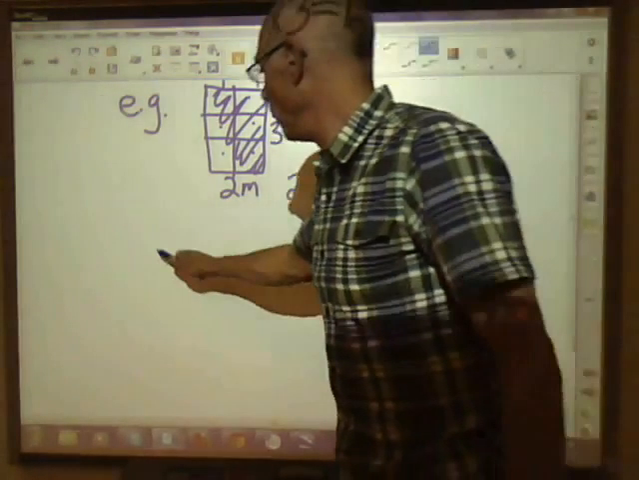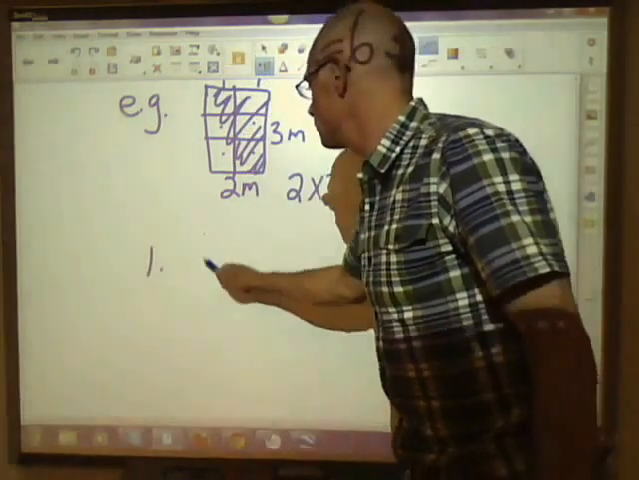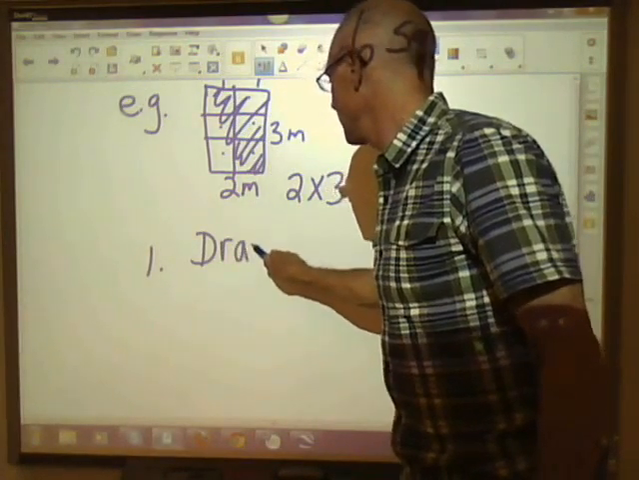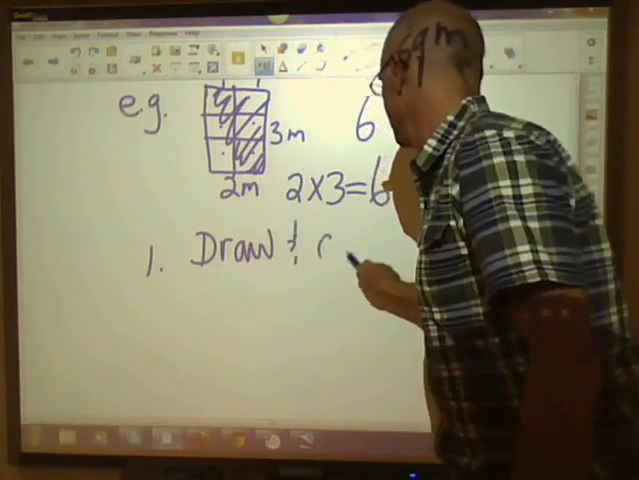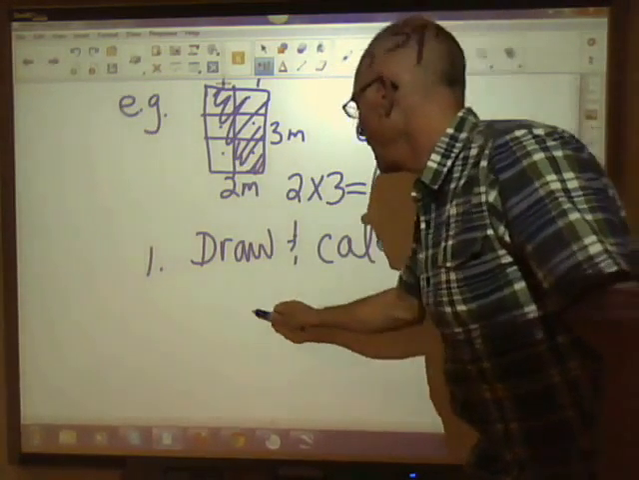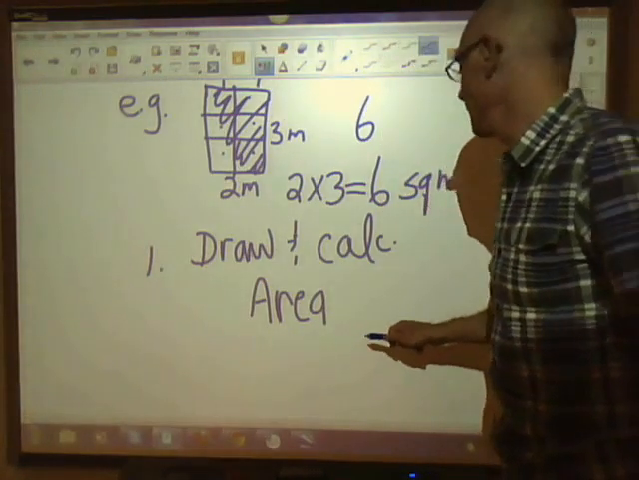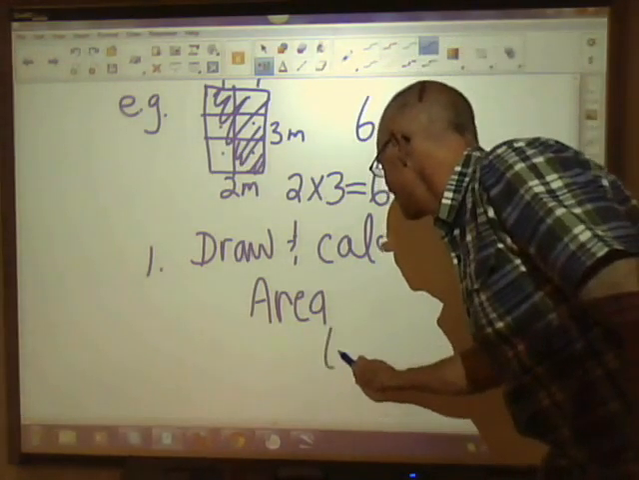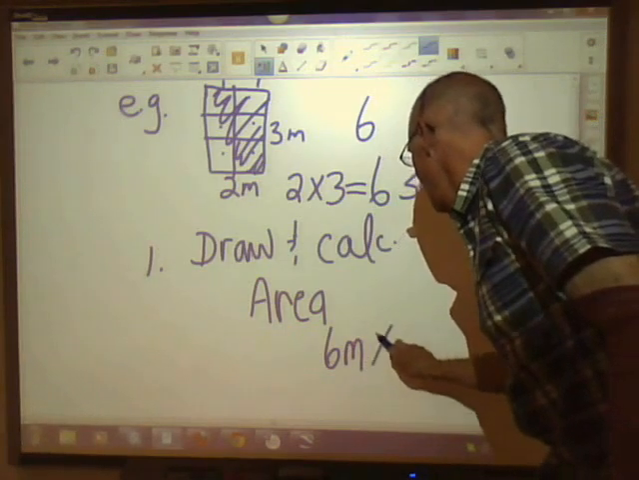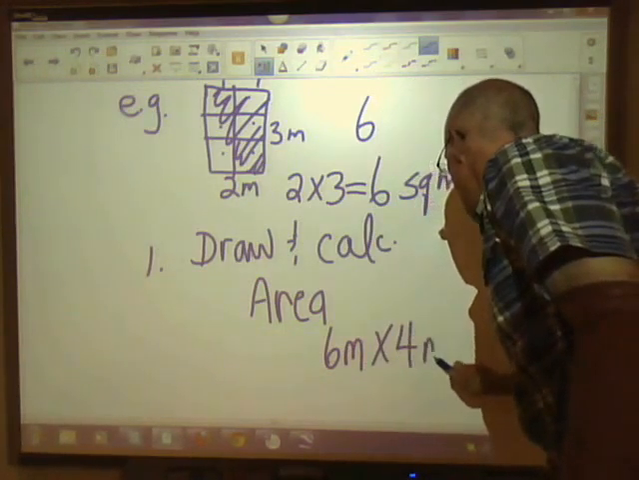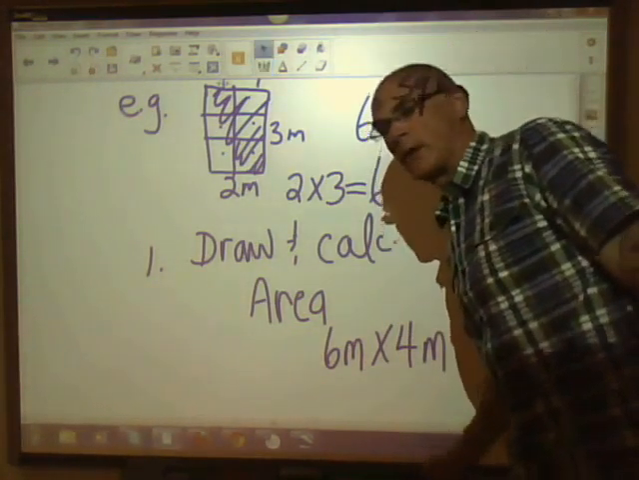So your problem, one question, is to draw and calculate the area of a small roof that measures 6 meters by 4 meters. Go for it.